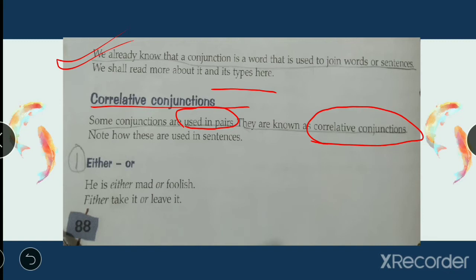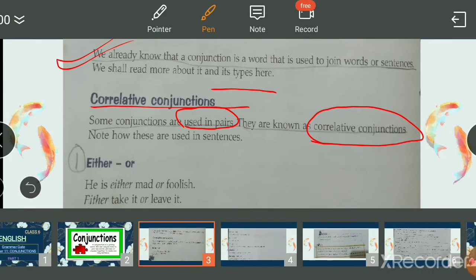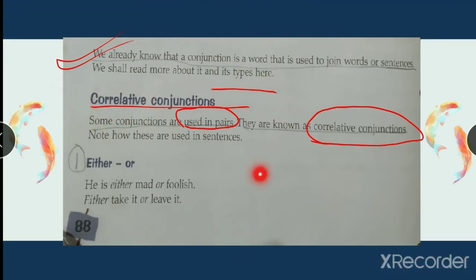You might have heard either or, neither nor. Those are the most common correlative conjunctions that we use, right? Can you use neither alone? No. Can you use either alone? No, right? So over here pairs of conjunctions are made. Those pairs are known as correlative conjunctions.